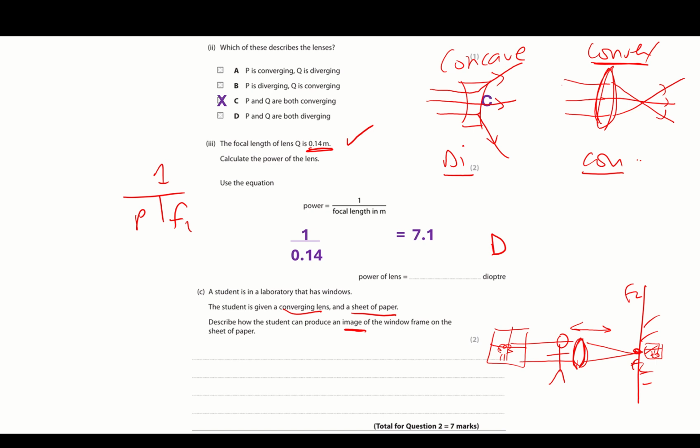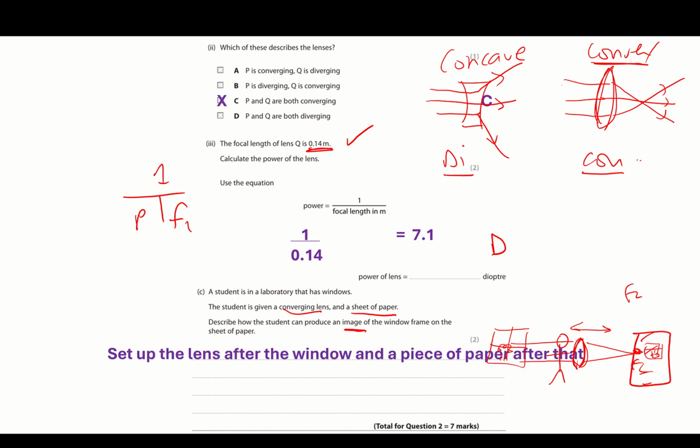And they want to do it on a sheet of paper. So let's get rid of my wall. Let's change that to a sheet of paper. That's ultimately what they're going to do. So delete all my doodles. Set up the lens, and you've got a mark for just saying the lens needs to be between the window and the piece of paper. Okay, so we just know it's window, lens, piece of paper.